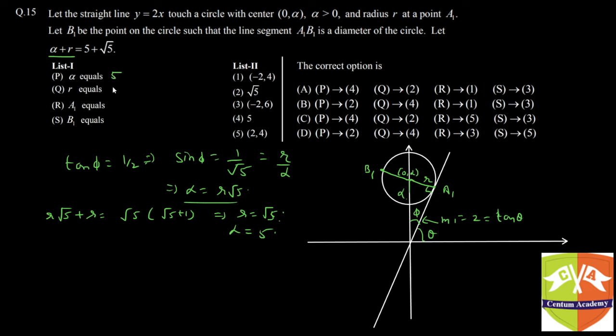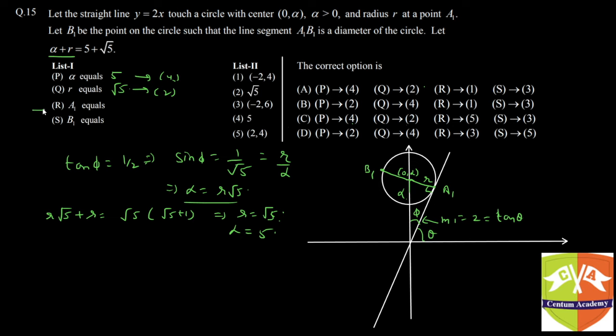Alpha is 5, r is root 5. So 5 is which option number? Option number 4. Root 5 is which option number? Option number 2. So 4, 2 is there in these two options, A and C. So in the remaining portions, you can just look at R and S.